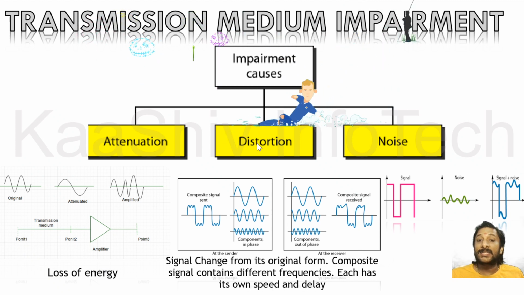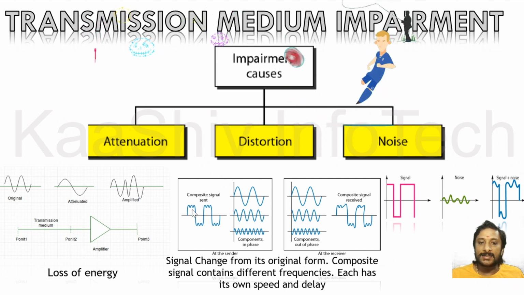And the second thing is distortion. Distortion in the sense, I want to send a composite signal, sir. In that case, the signal changes from its original form. You can see the signal. This is the original signal. It will become like this.